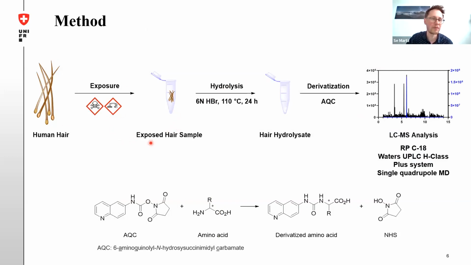As I said, we performed our exposure experiments, and then we went for our hydrolysis. We carried it out with hydrobromic acid at 110 degrees for 24 hours. And under these harsh conditions, the keratin is cut down into individual amino acids. And these amino acids have then been derivatized. We used AQC as a derivatization agent to functionalize the amino part of our amino acids. And then we analyzed them with reverse phase chromatography on a Waters UPLC.